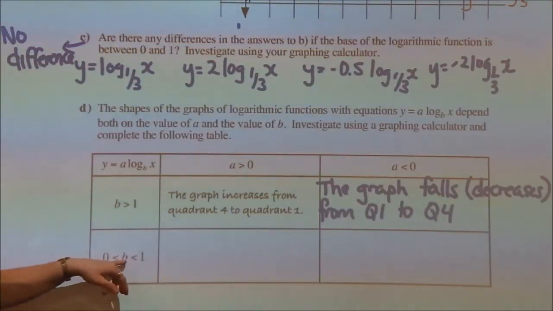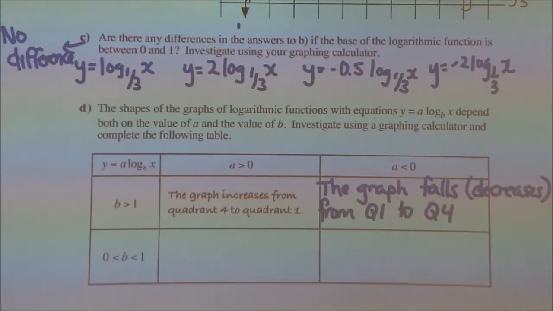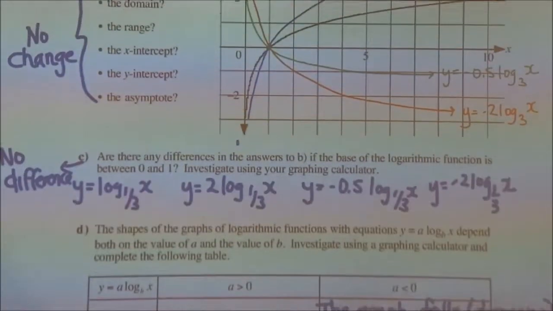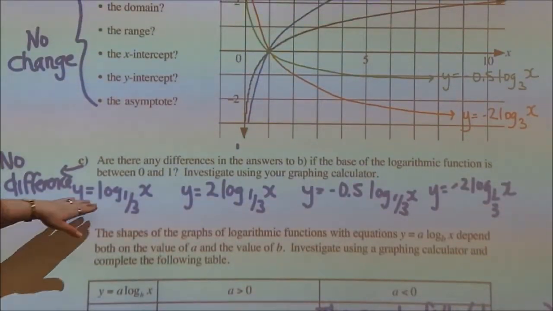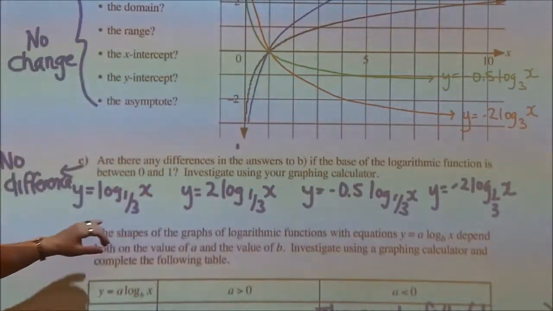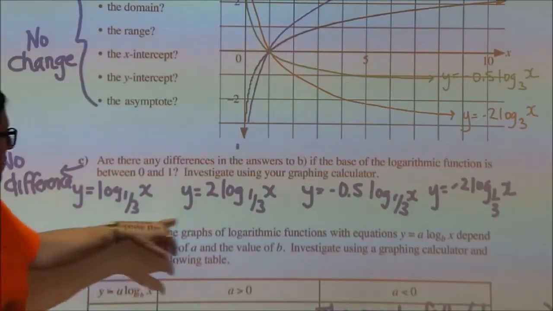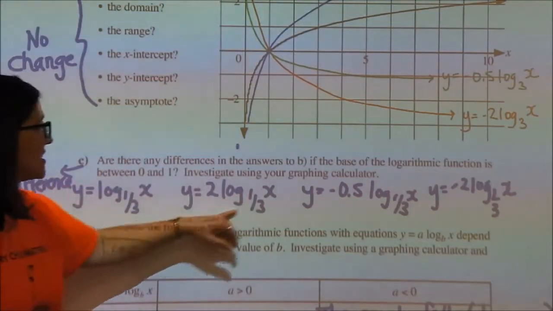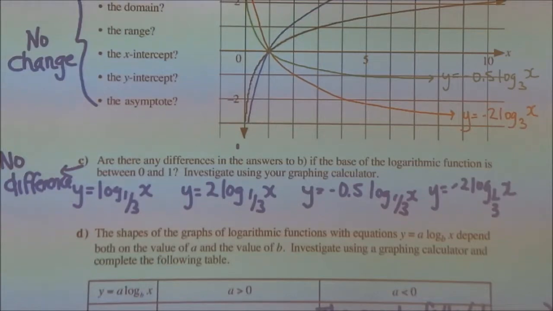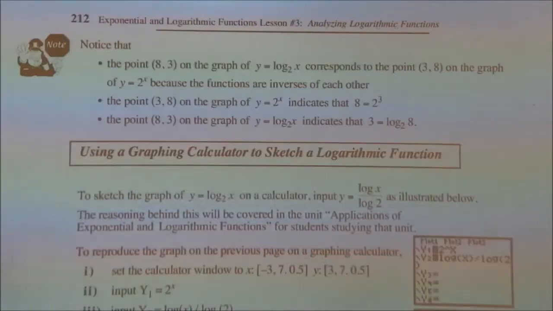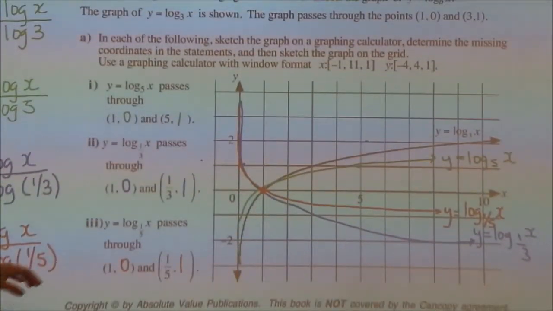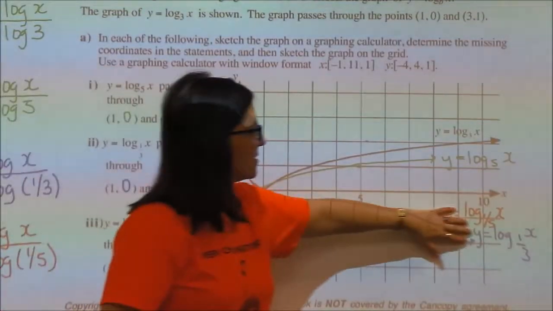If I look at when my base is a fraction, something like 1/3, 1/5, between 0 and 1. I shouldn't say fraction because I could have a fraction bigger than 1. But if my base was between 0 and 1, such as what we did here, and my value of a was greater than 1, so if I looked at these 2 equations here, which just to show you on the previous page, 2 pages back, were these graphs right here.